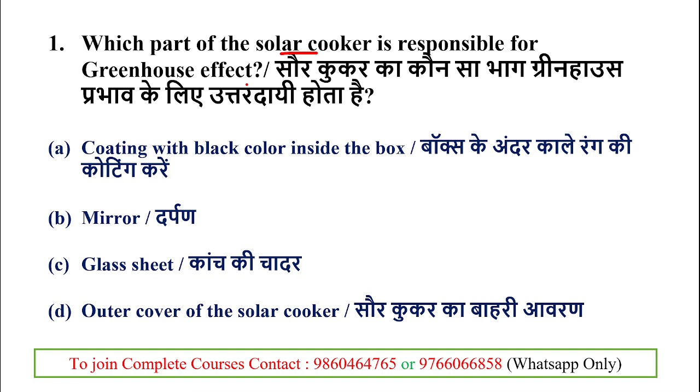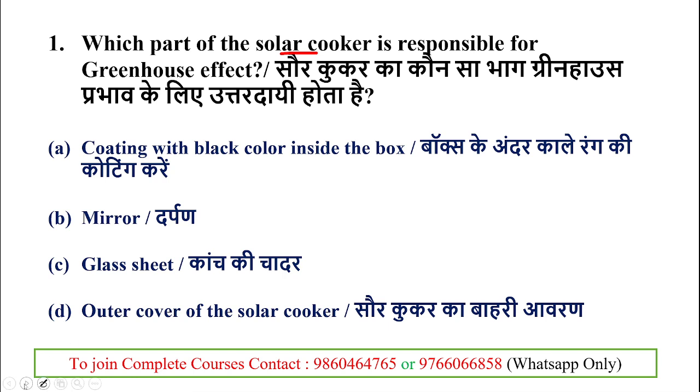You can think that if the high frequency light from the sun came directly into the solar cooker, what happens? The food items inside the solar cooker would be damaged or destroyed. But when it is converted into low infrared rays, it makes the cooking process easier. So the solar cooker is also responsible for the greenhouse effect.